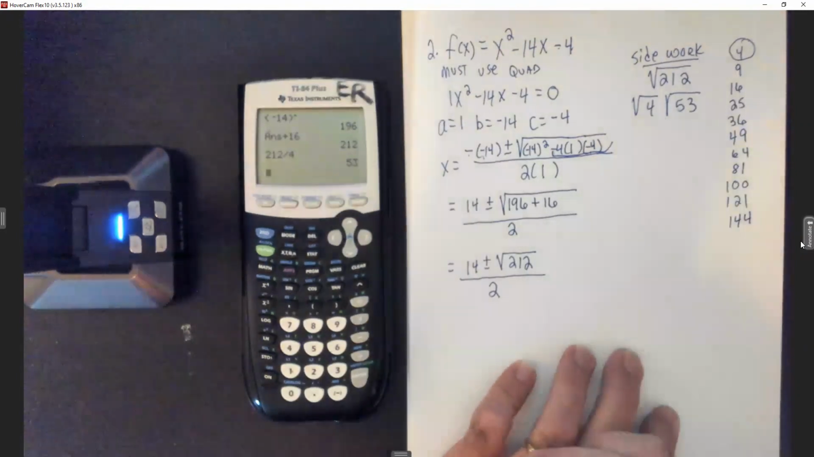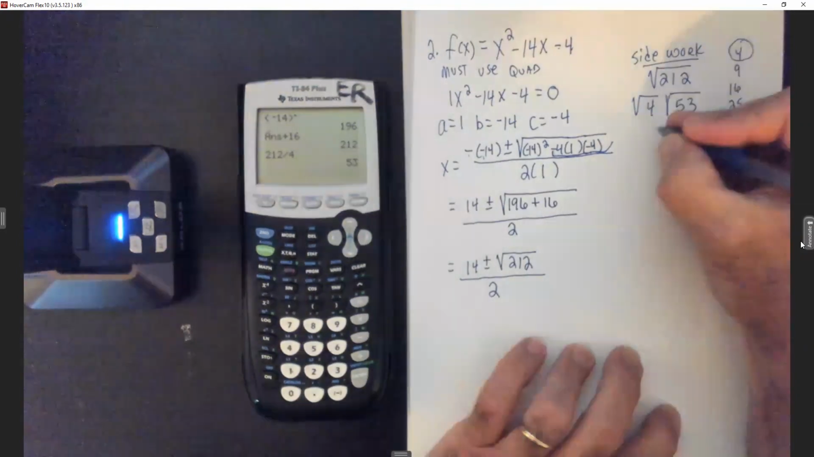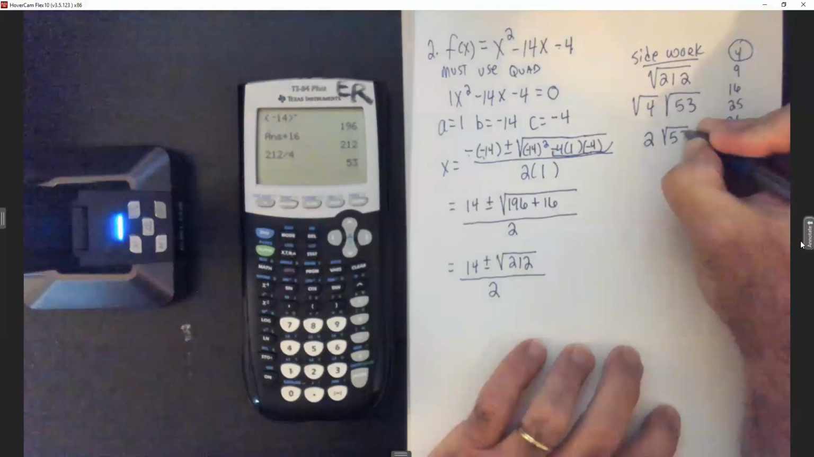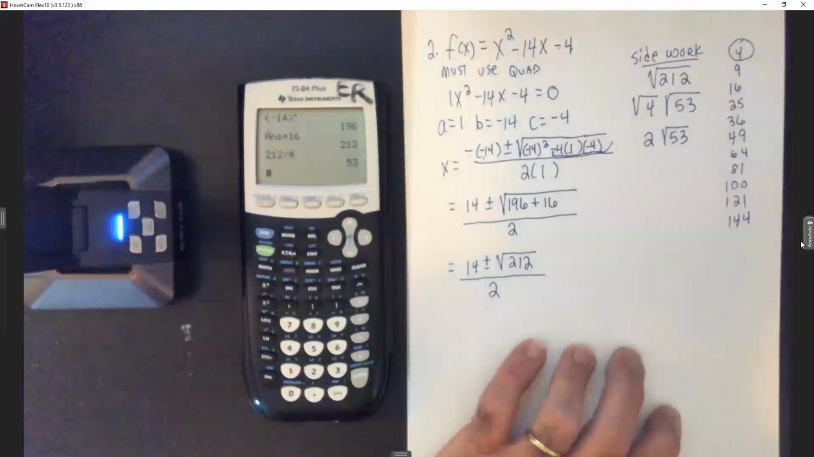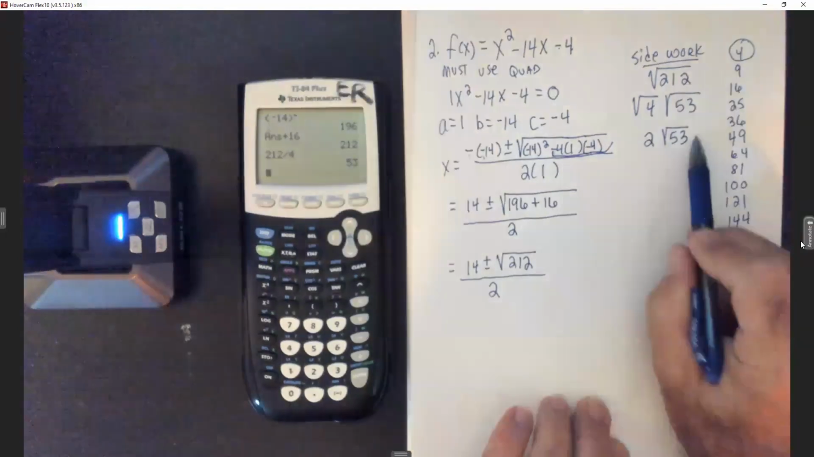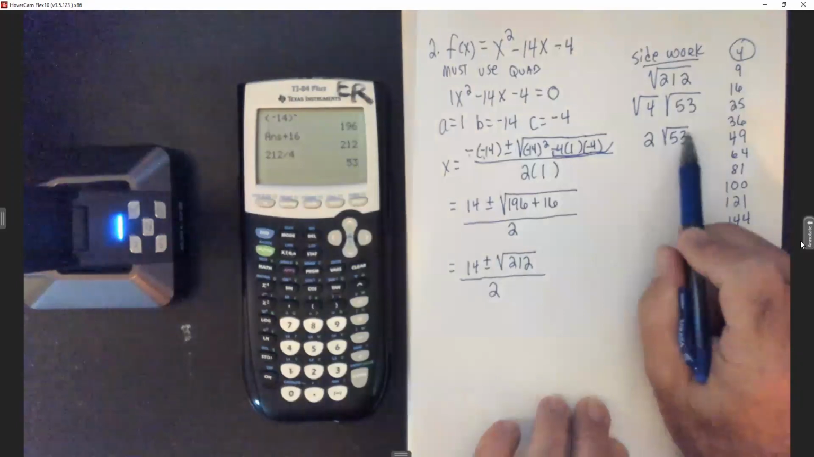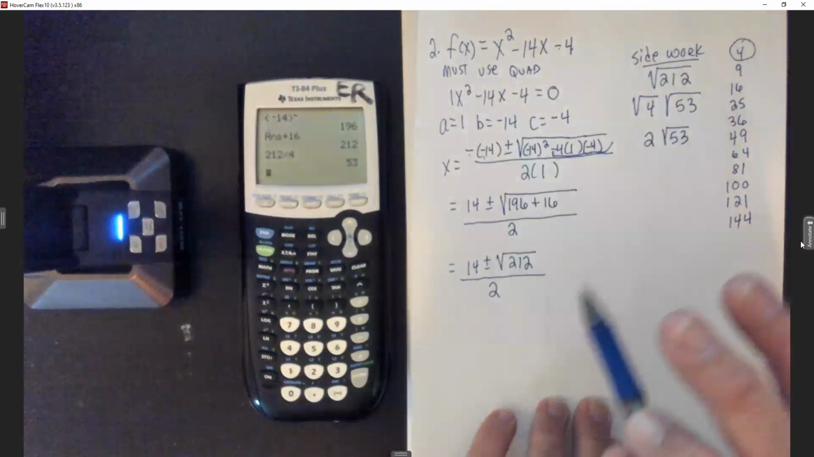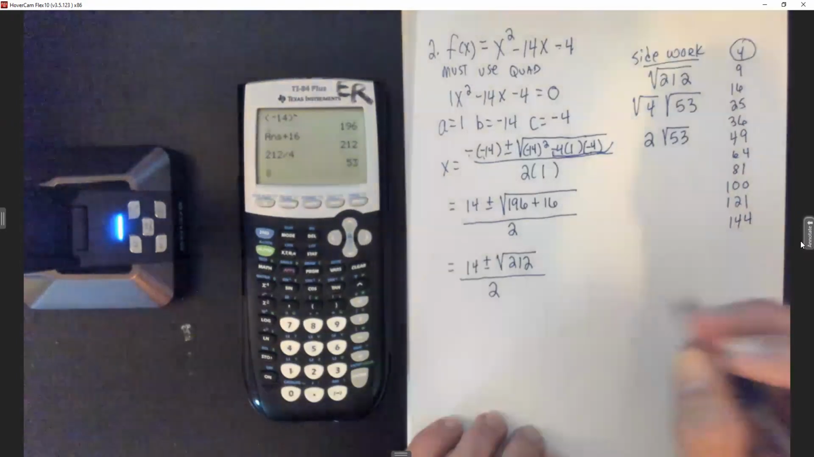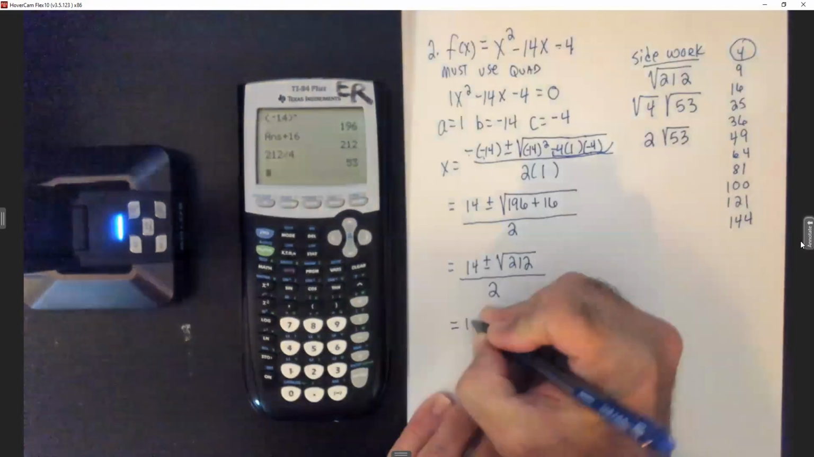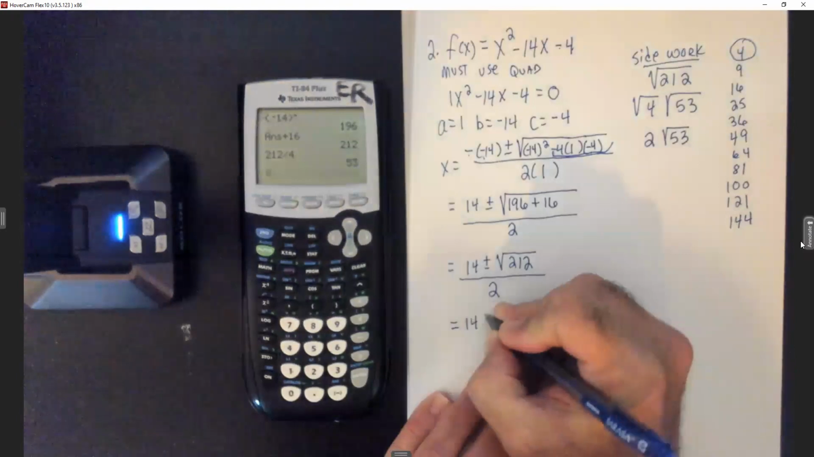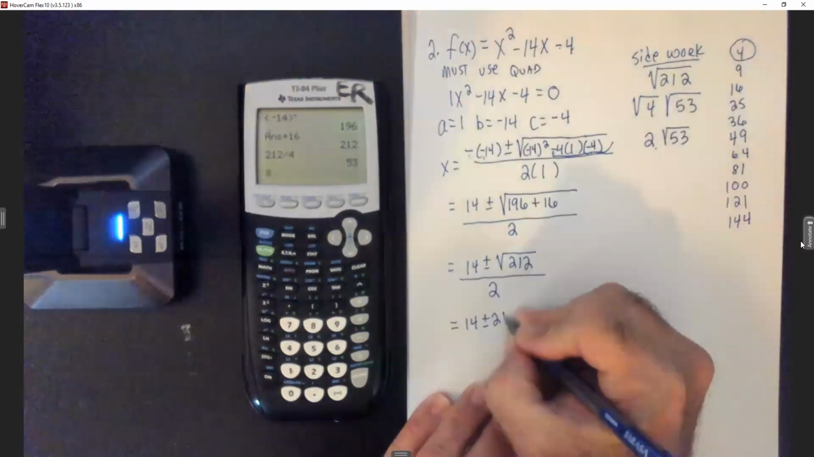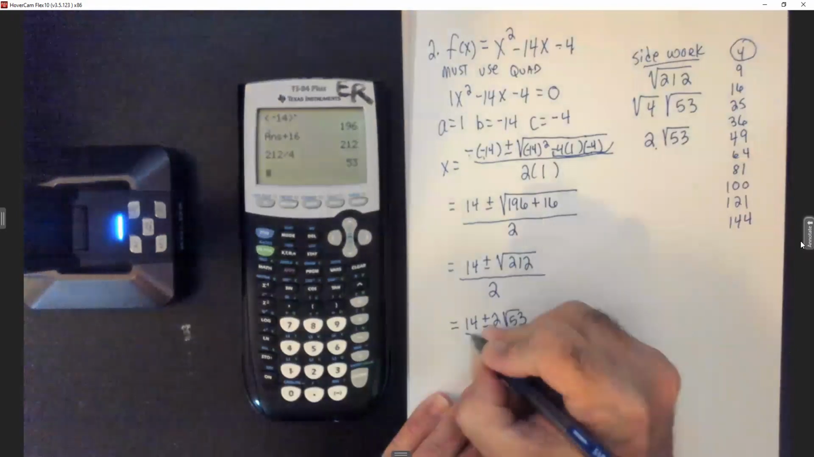Square root of 4 would make that a 2, and then bring down the square root of 53. Now, since this 53 does not have any more factors that are perfect squares, it is now simplified. So this will now turn into 14 plus or minus 2 square root of 53 all over 2.